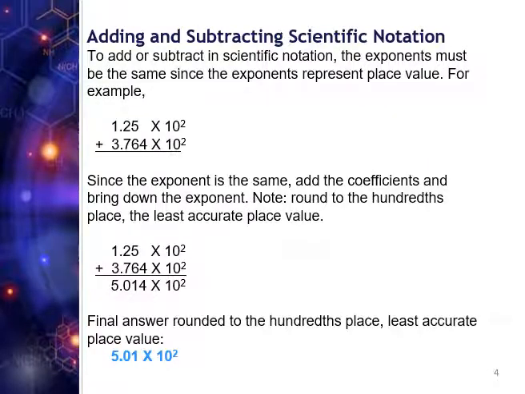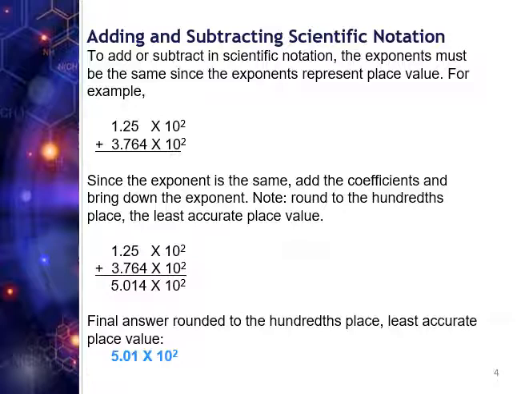Adding and subtracting scientific notation. To add or subtract in scientific notation, the exponents must be the same since the exponents represent place value. For example, 1.25 times 10 to the 2nd plus 3.764 times 10 to the 2nd.